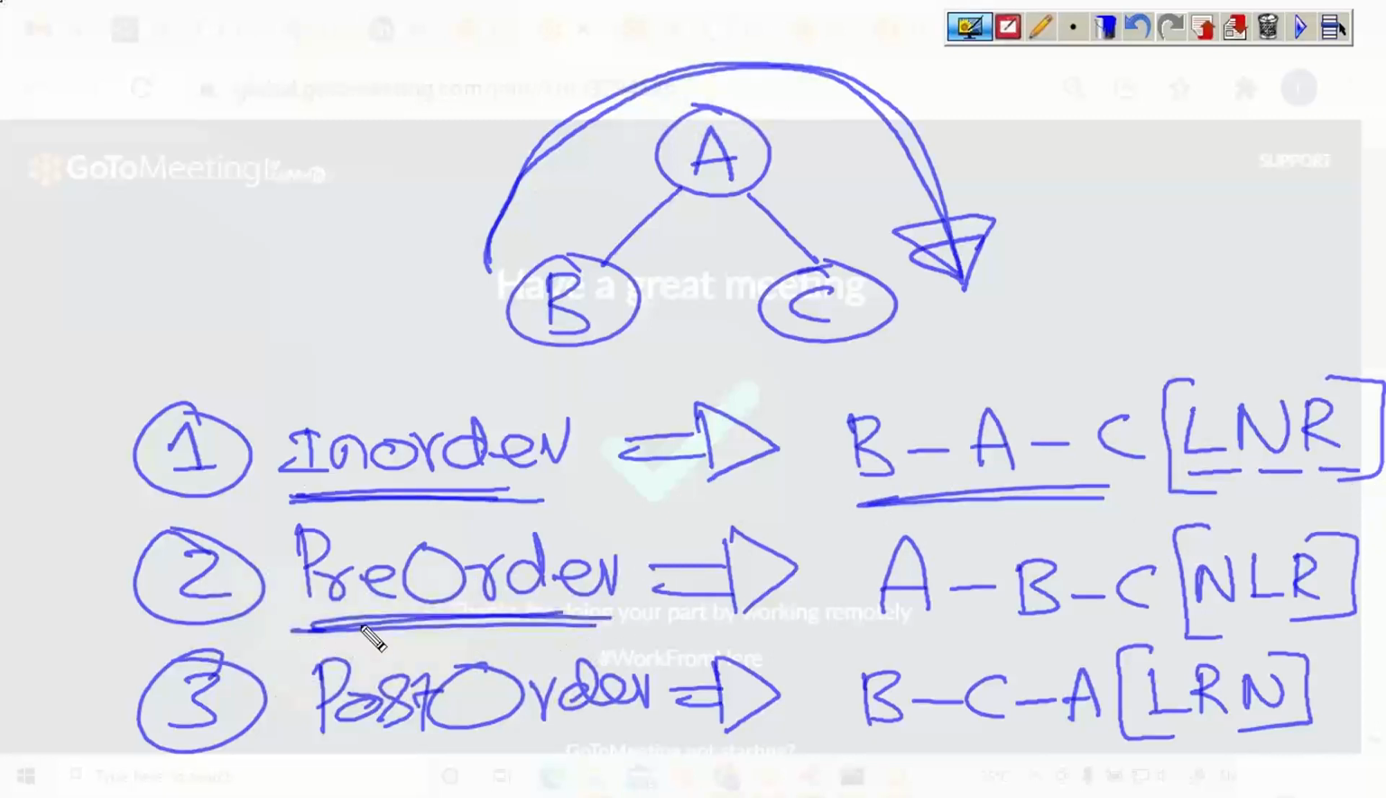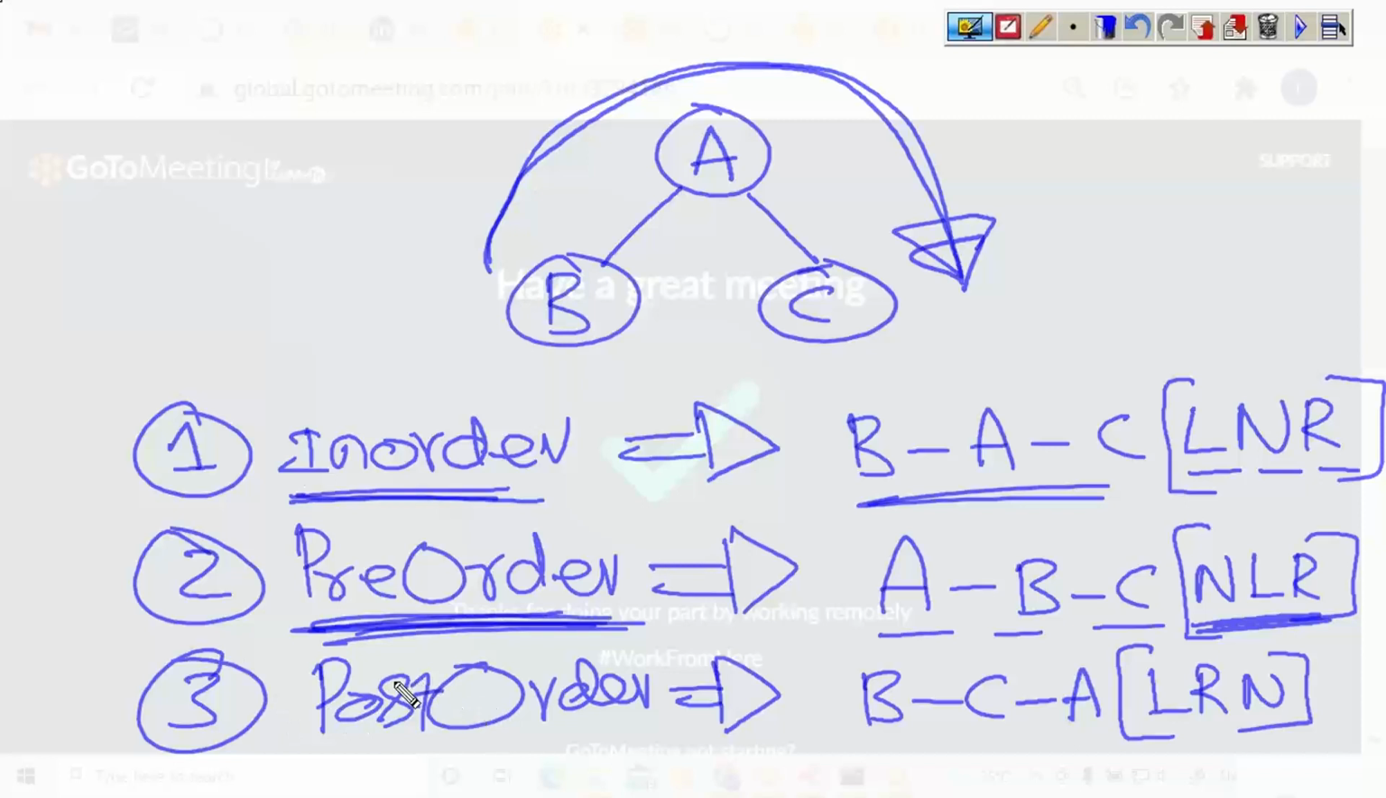Pre-order means first the node, the root. Pre means first node, then left and right. Node is A, left is B, right is C. You can consider it as node, left, right.